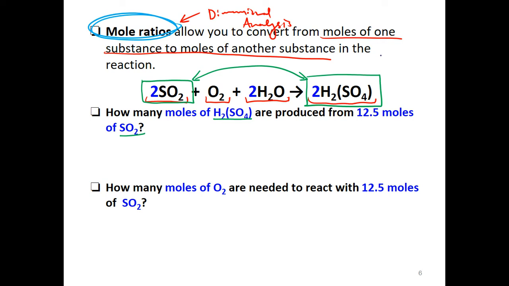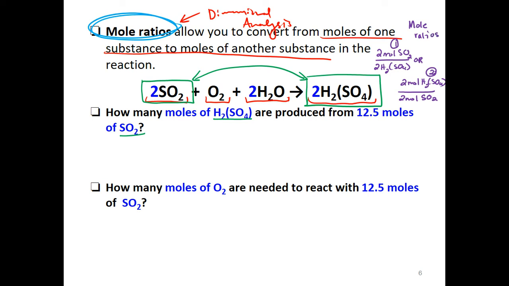So I have 2 moles of SO2 over 2 moles of H2SO4, or the opposite of that, 2 moles of H2SO4 over 2 moles of SO2. There we go. Those are my conversion factors. This is my first conversion factor, and this is my second conversion factor, or in other words, my mole ratios.